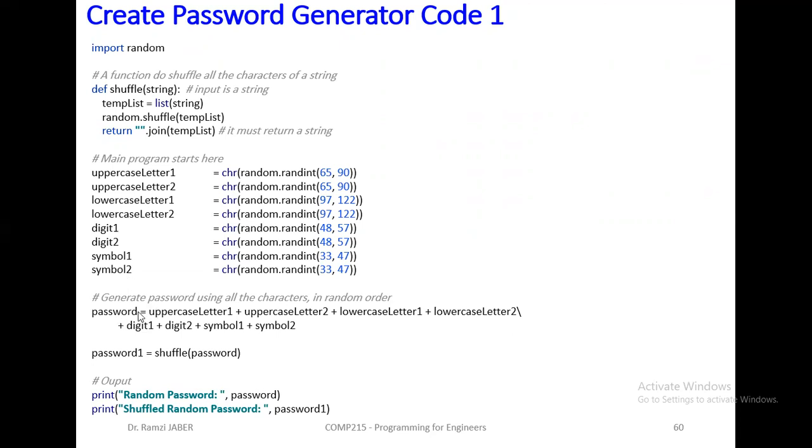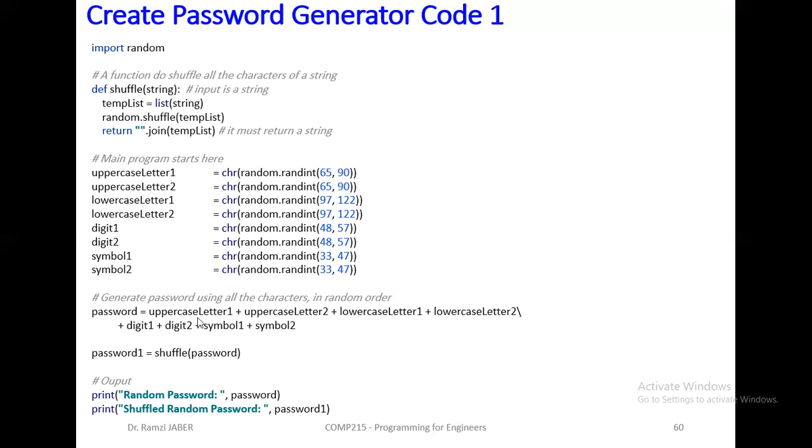Then I will use concatenation, plus, to concatenate all of these. Password equals uppercase letter 1 plus second variable plus third plus 4 plus 5, 6, 7, 8. But these are strings. This plus is concatenation between strings. So here we combine all of these together.